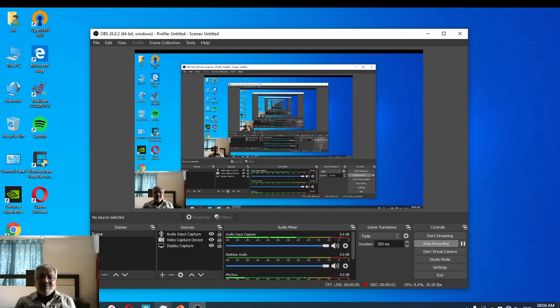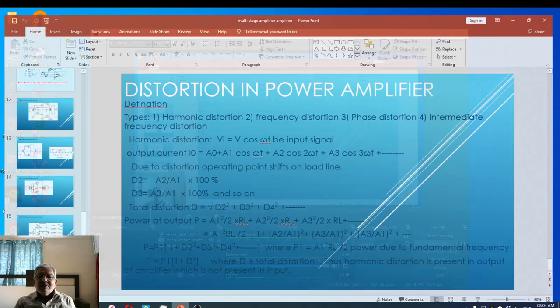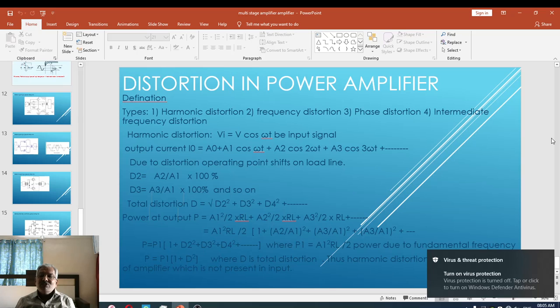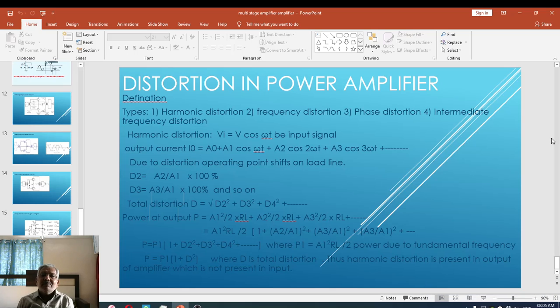Hi friends, once again we are meeting together to continue with the third topic, referred to as transistor as an amplifier.